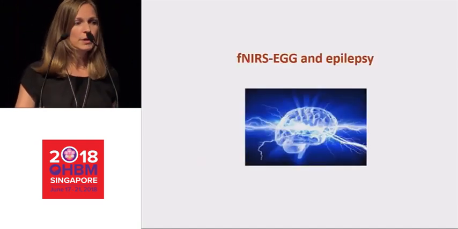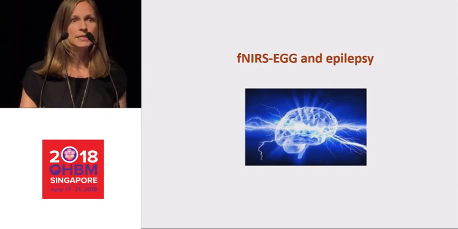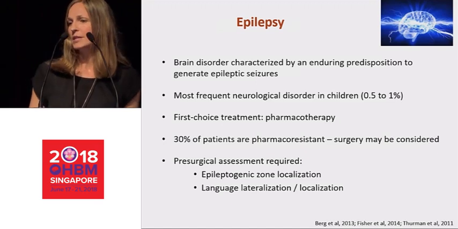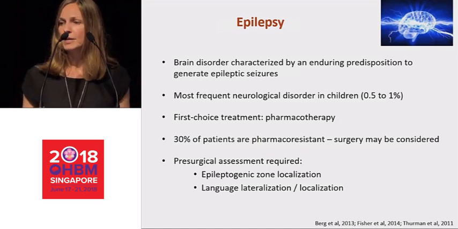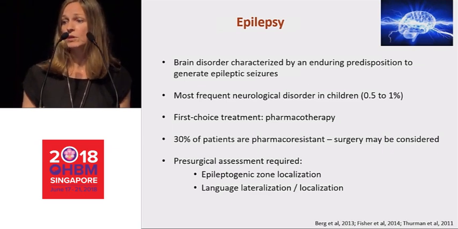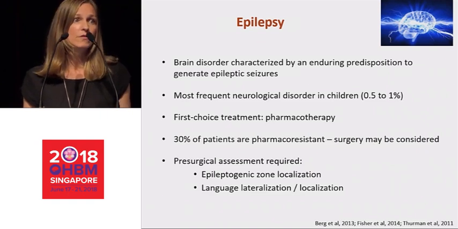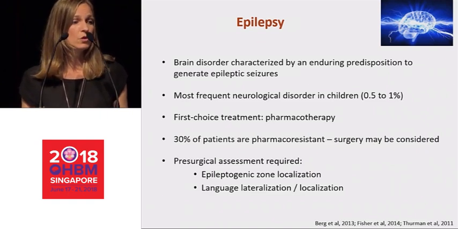So now I'm going to talk about the use of NIRS-EEG in epilepsy, mostly in children. A little background about epilepsy. It's a brain disorder characterized by an enduring predisposition to generate epileptic seizures. It's the most frequent neurological disorder in children. The first choice treatment is pharmacotherapy. However, about one third of patients are pharmacoresistant. So in these patients, we may consider surgery.